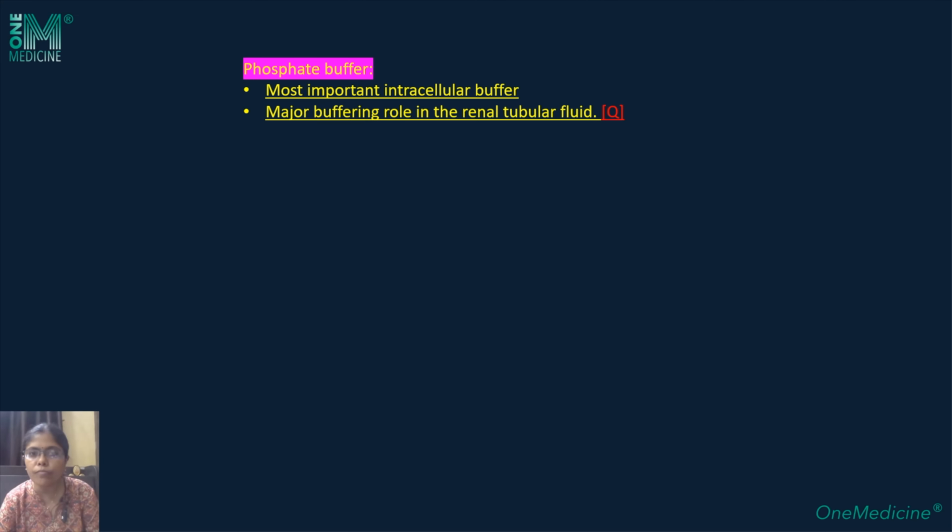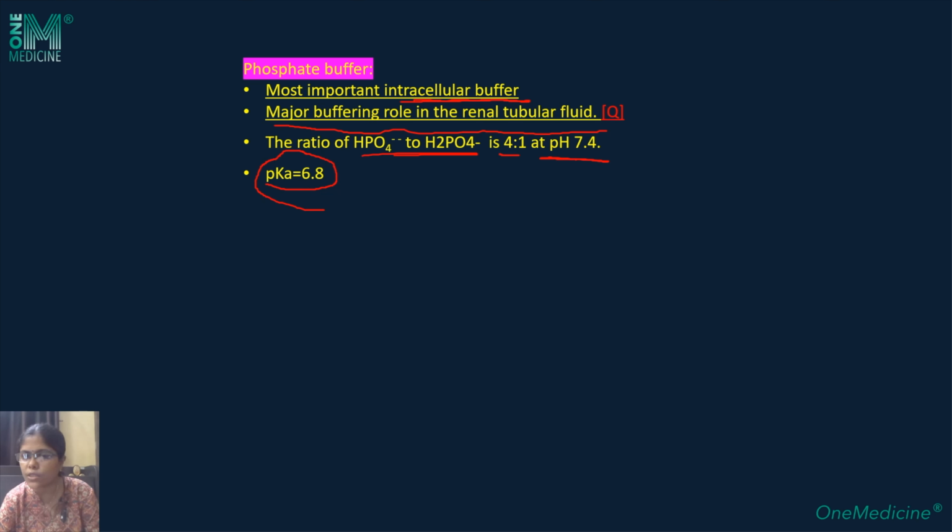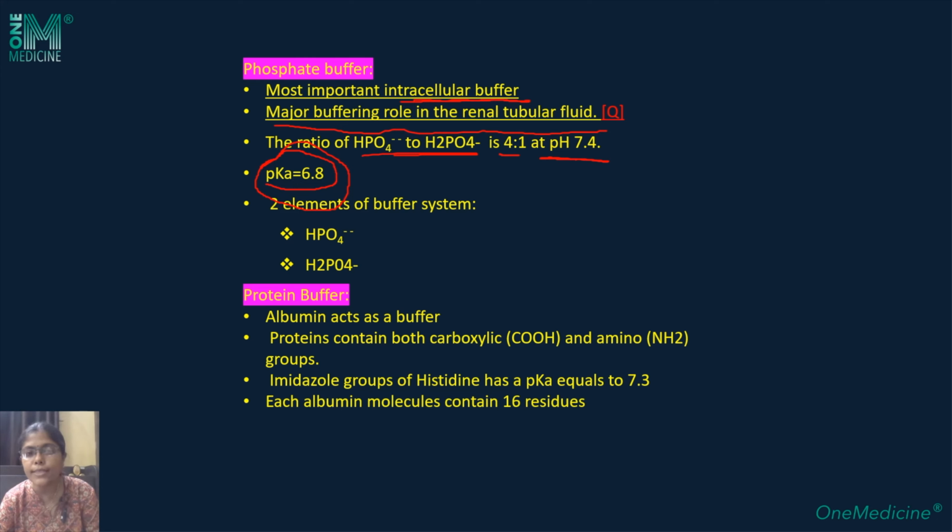Phosphate buffer is the most important intracellular buffer. It has a major buffering role in the renal tubular fluid. The ratio of hydrogen phosphate to dihydrogen phosphate is 4:1 at the optimal pH of 7.4. It has a pKa value of 6.8, so it is closer to our physiological pH in comparison to bicarbonate. Still, bicarbonate is the strongest buffer of our system. It has two elements: one is the hydrogen phosphate, another one is the dihydrogen phosphate.